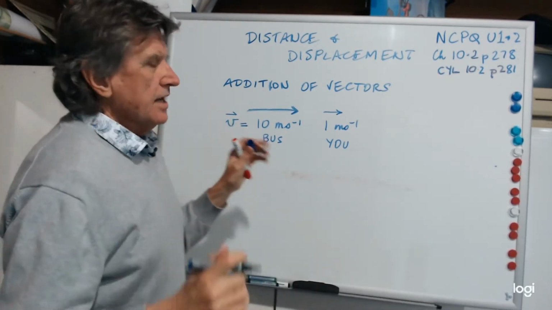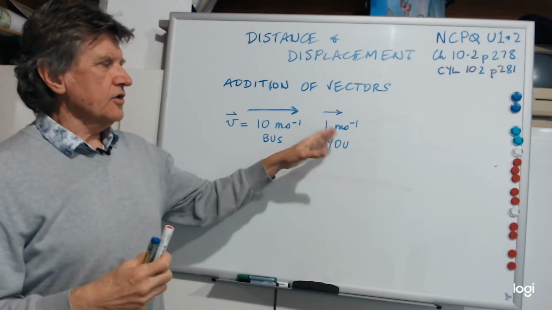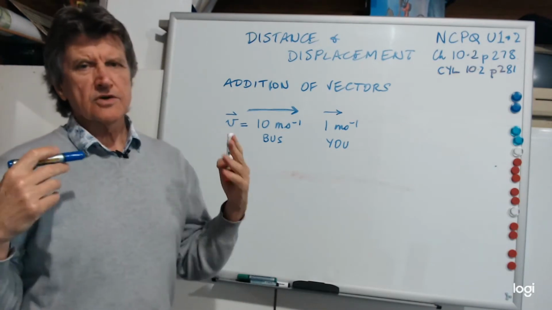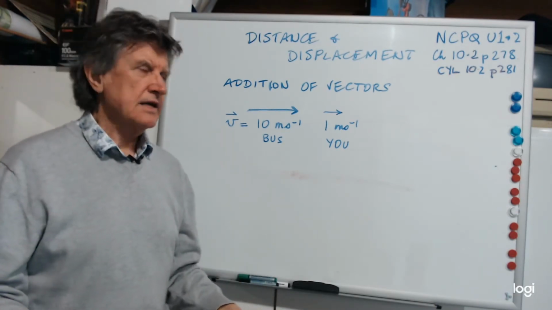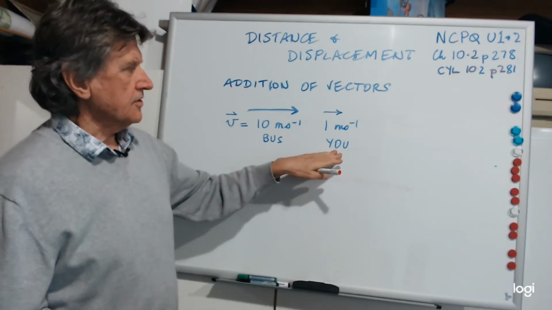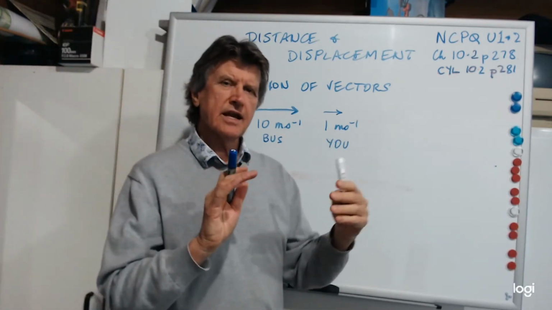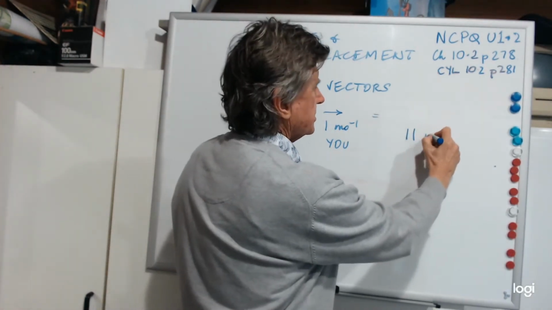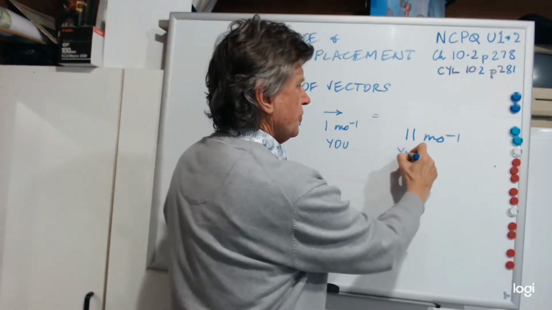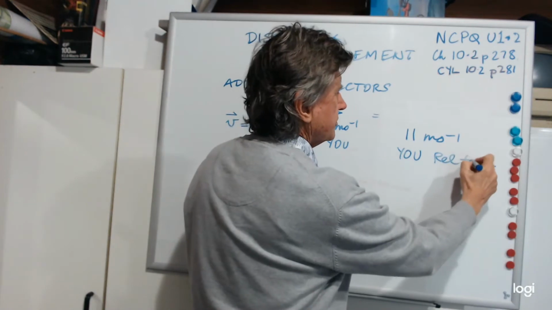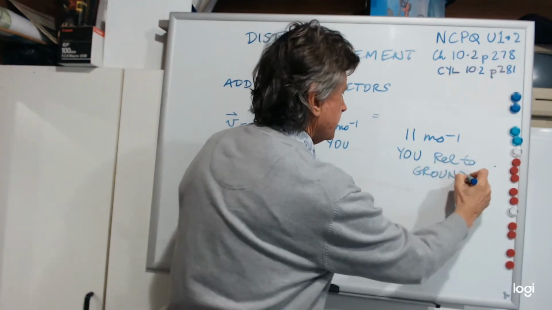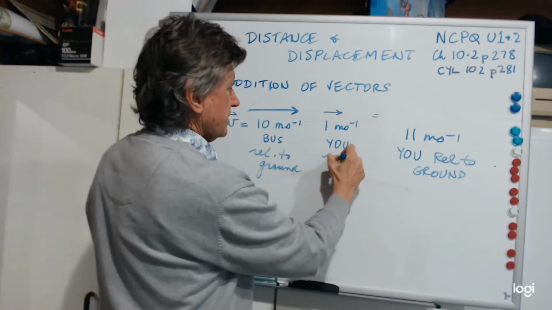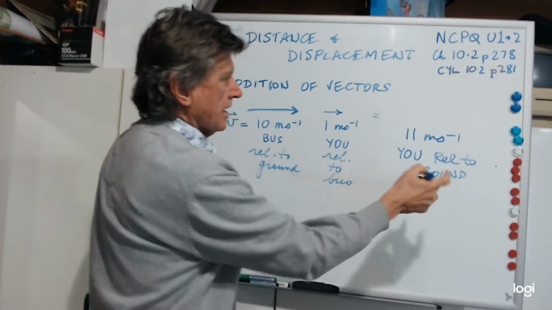Now can you imagine if you're on the bus moving, and you can move at 1 metre per second that way, and the bus can move at 10 metres per second that way, your velocity relative to the ground is the sum of these two. Okay, because you're moving at 1, the bus is moving at 10, so you're moving at a total of 11 to the ground. So I'll just write this in here so it's pretty obvious. This is u relative to ground. Okay, so this is bus relative to ground. This is u relative to bus, and so on.